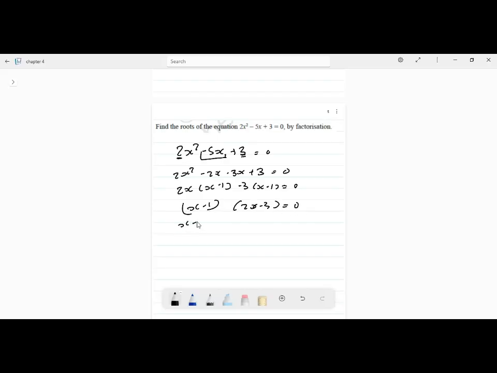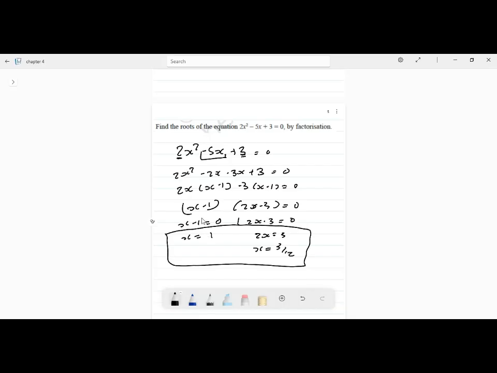Then x minus 1 can be 0 or 2x minus 3 can be 0. So over here x is equal to 1, and over here 2x is equal to 3, which implies x is equal to 3 by 2. So these are the roots of the quadratic equation. Now what is a root of a quadratic equation? If we put any root value of x, it should satisfy the equation, giving the value 0.